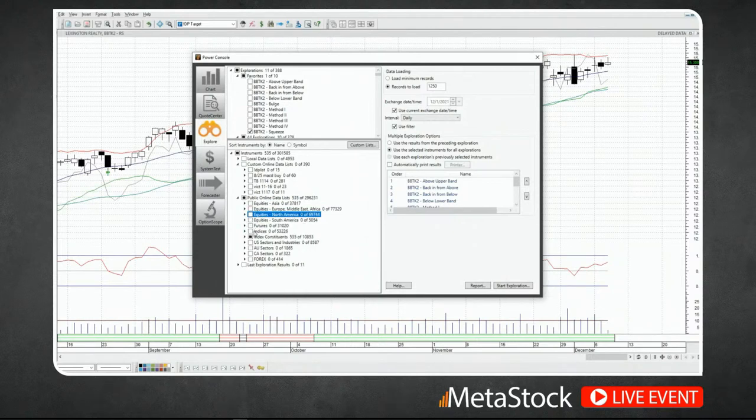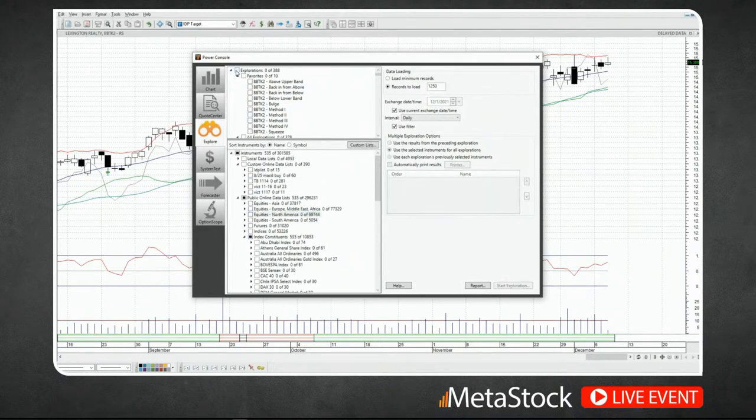For me, though, I'm just going to run a quick scan of the S&P 500 to see if there are any bulge formations. I've actually got a number of explorations selected because I was running quite a few of these earlier.